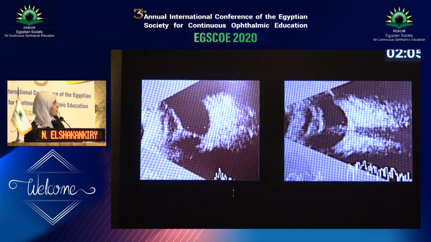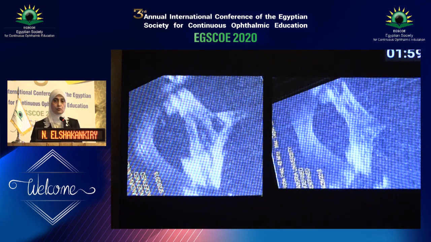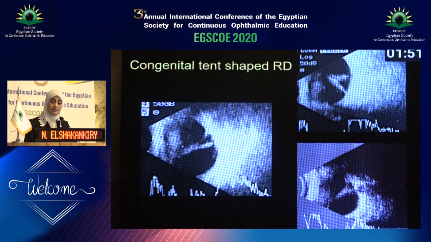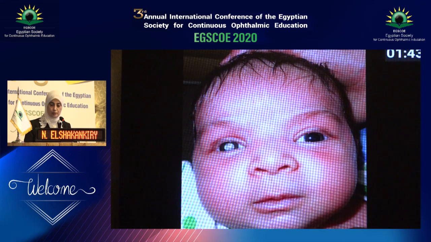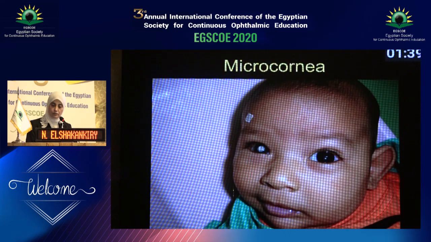Sometimes there is retrolenticular fibrosis that is mild or severe. And sometimes we have to go for a UBM to see the extent of the retrolenticular fibrosis in order to exclude surgery when it is very dense. Some cases are associated with a congenital tent-shaped retinal detachment that, if it involves the macular area, we don't perform the surgery. Some cases have a normal corneal diameter and others have microcornea.